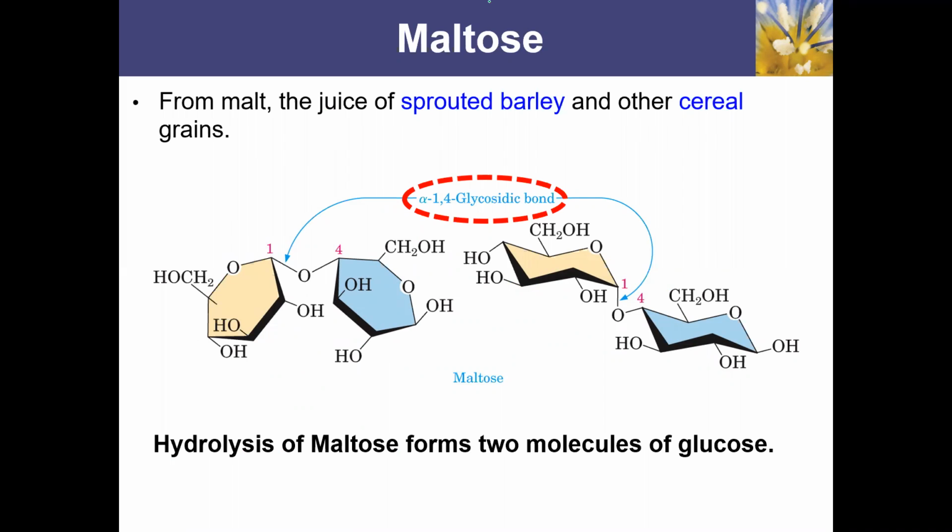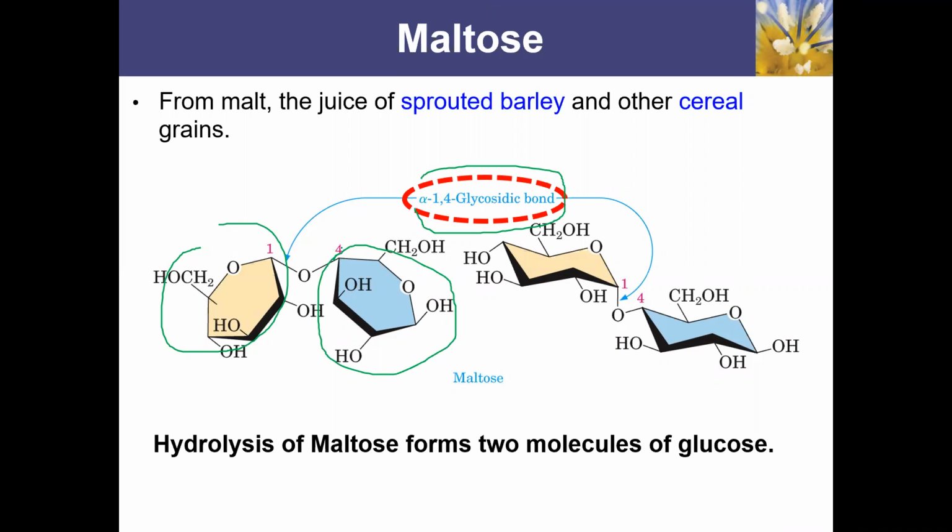Okay, then we have maltose. Maltose is again a disaccharide. If you hydrolyze it, what will it give? Anybody? It has two molecules of glucose. Absolutely. Remember the linkages: alpha 1-4. This is the alpha 1-4 glycosidic bond over here.